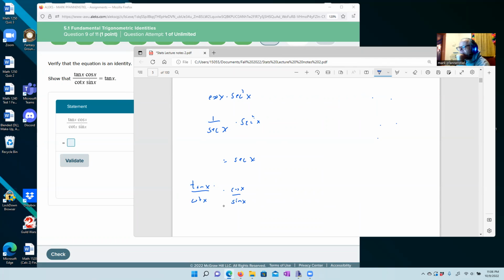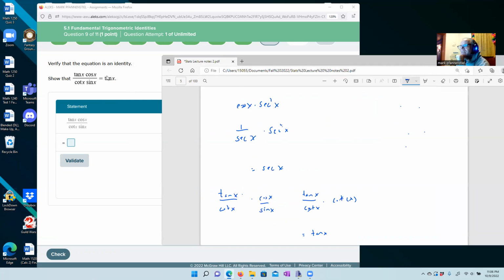I'm going to go ahead and say something like this is going to be tan x over cotangent x. What's cosine over sine? That's a cotangent x. Okay, so I'm going to go ahead and cancel these out, and that's just going to be equal to tangent x. Now, is that what they want? I have no idea if that's what they want. Oh, wait, yes it is. They want to show it's equal to tangent of x.